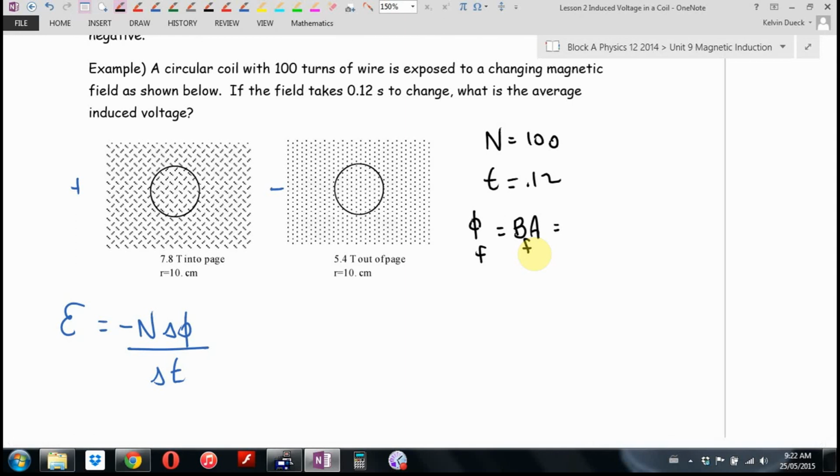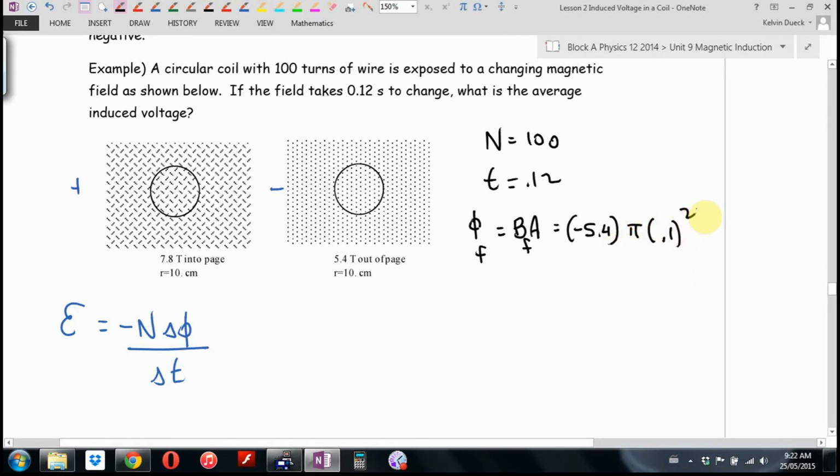Why is 5.4 wrong? You just decide. You told me that's going to be negative. 7.8. No. You told me it's going to be negative. Okay, then let's be consistent. So negative 5.4. By the way, huge magnetic field. Area. What shape did they give me, Jake? You know what? That's going to be pi r, 0.1 squared.